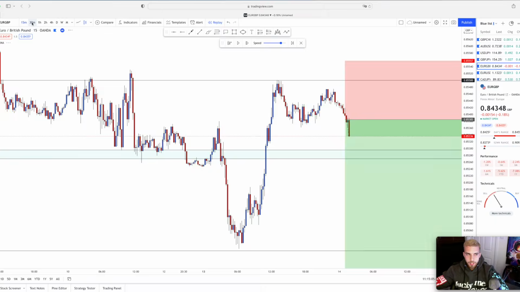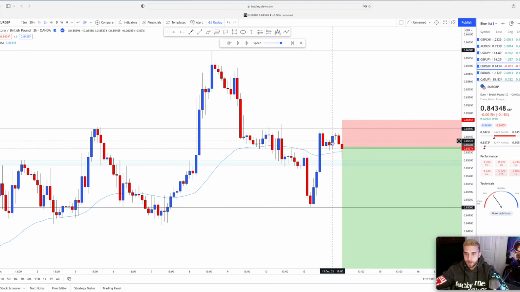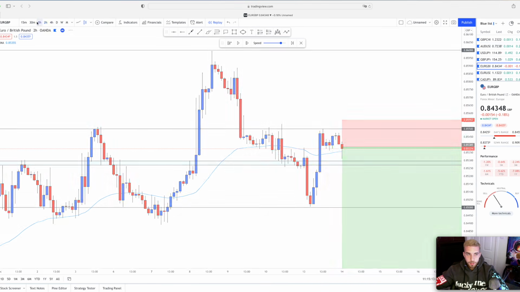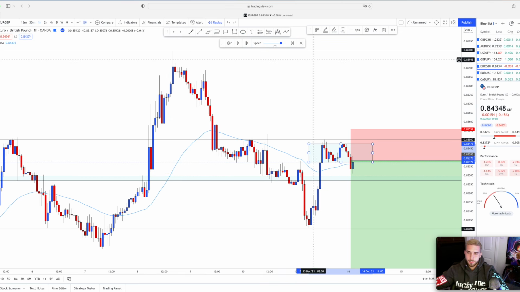I believe I had entered either off of the 30-minute or the 2-hour. Okay, yeah. So I had entered right here after this 2-hour evening star formation, and then when you go to the 1 hour, you have a beautiful 1 hour double top. When I got the confirmation that this candlestick had closed after that double top, I'm like, bro, we're just out.